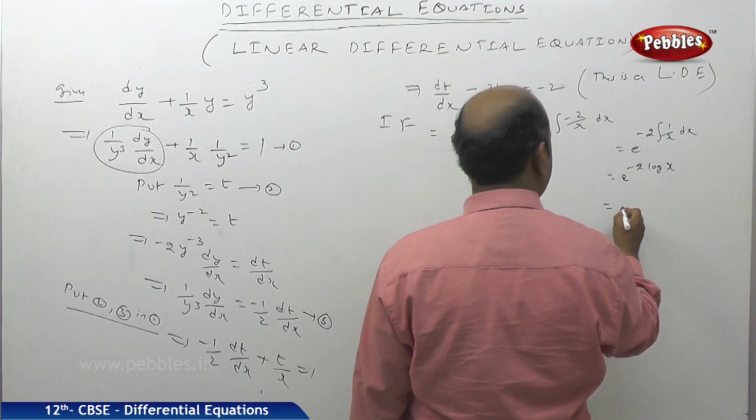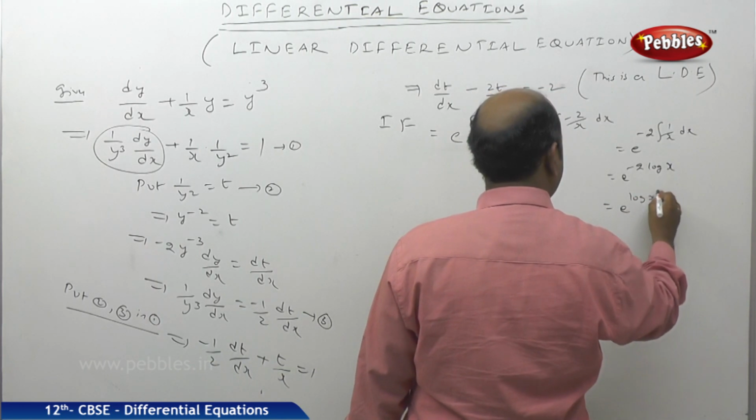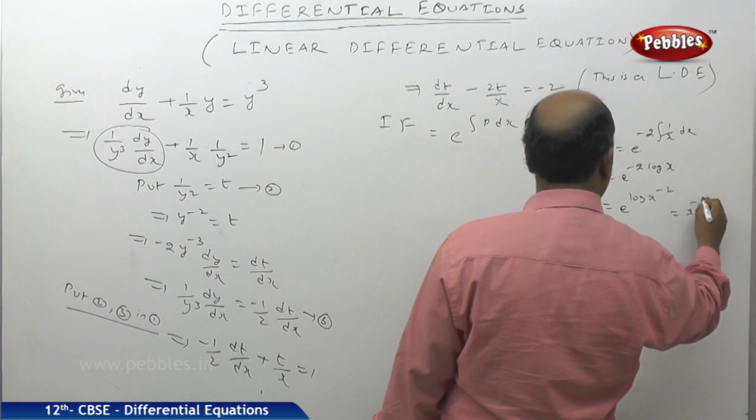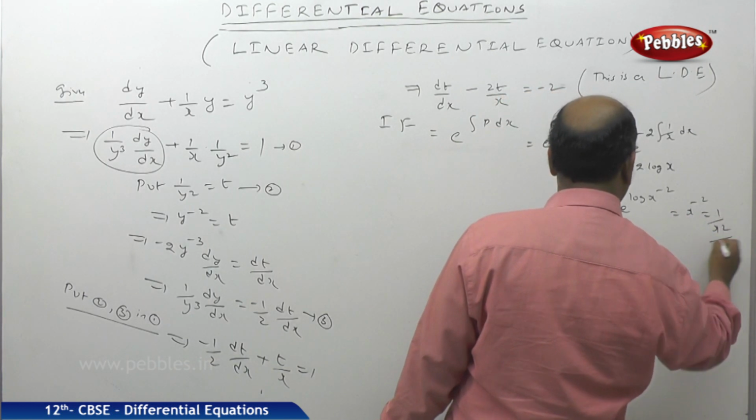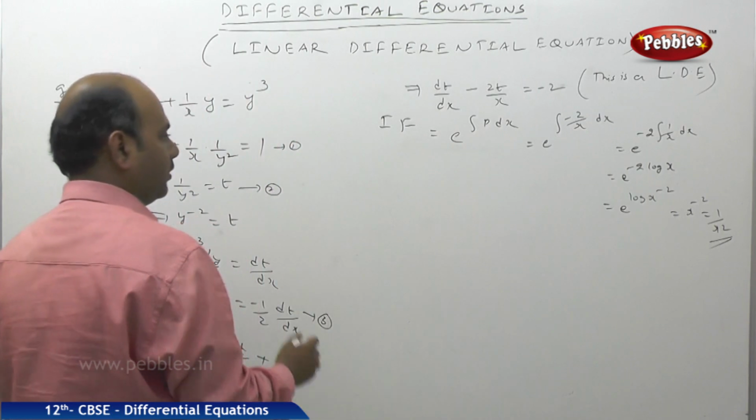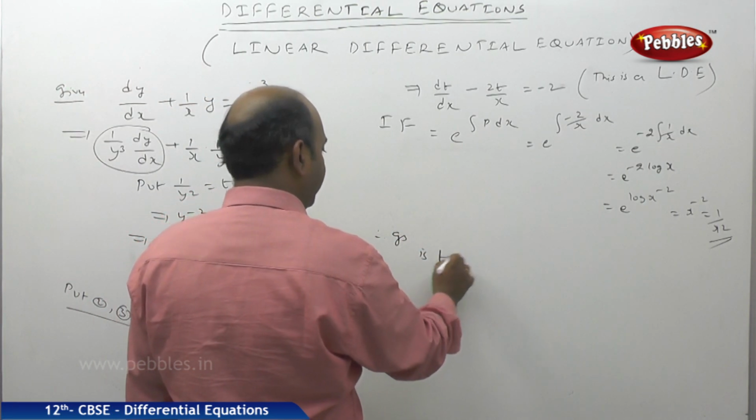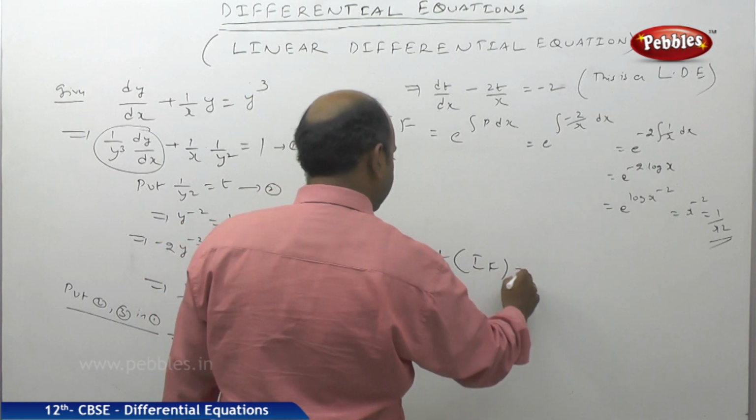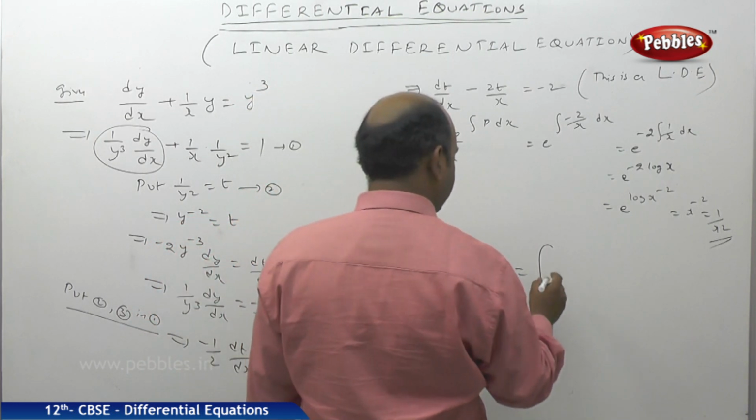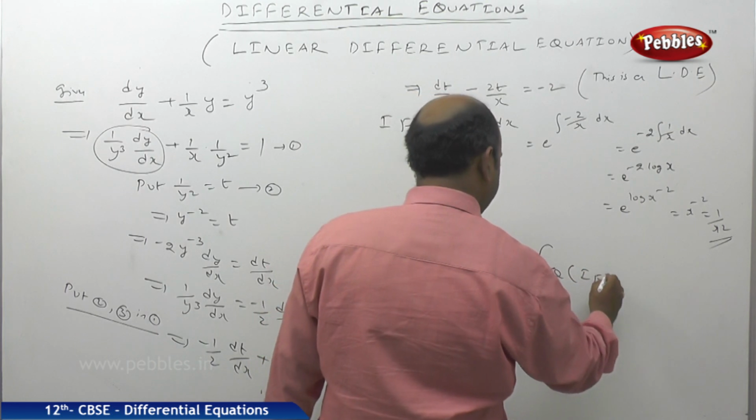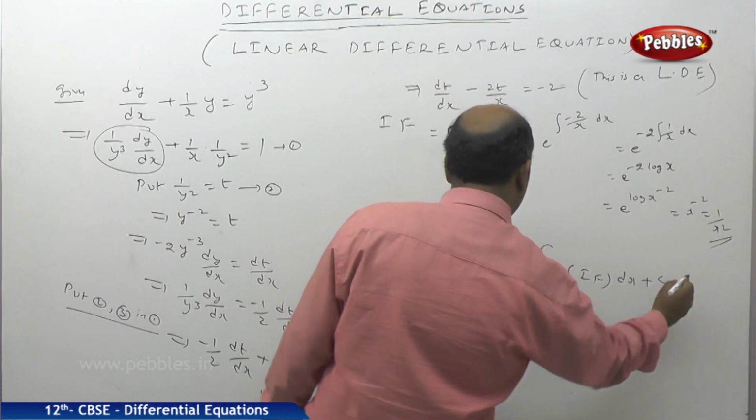So this is nothing but e power log of x power minus 2, that is equal to x power minus 2, that is equal to 1 by x square. Therefore, general solution means t into integrating factor is equal to integral of q into integrating factor dx plus c.